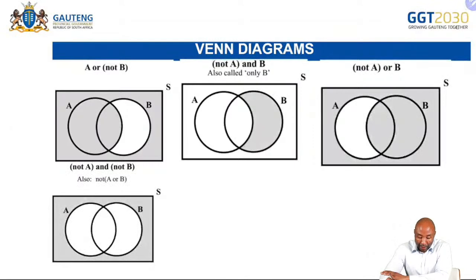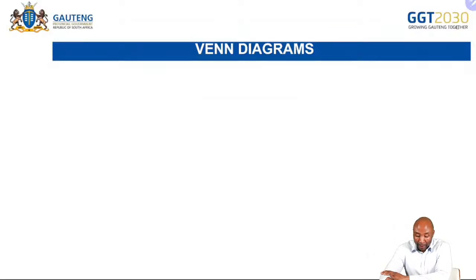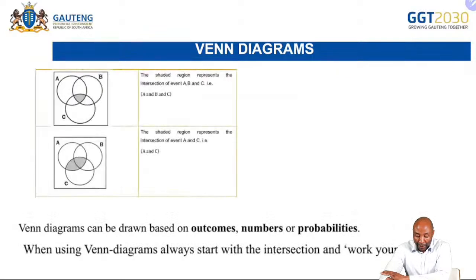Not A and not B, or not A or B, you are able to see the shaded region represents that. And you are seeing that that one, it's not A and B, it's excluding our intersection, hence the shaded region there.